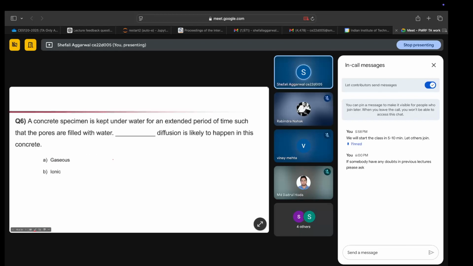A concrete specimen is kept under water for an extended period of time such that the pores are filled with water. Dash diffusion is likely to happen in this concrete, gaseous or ionic? Ionic. B. Correct. Answer will be B, ionic.